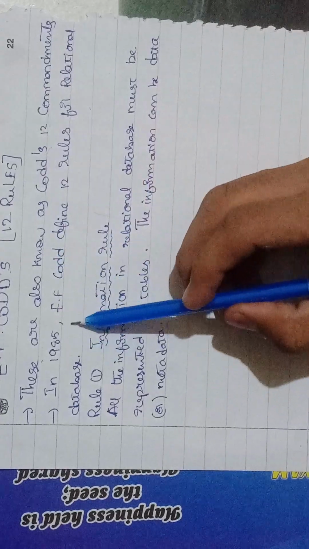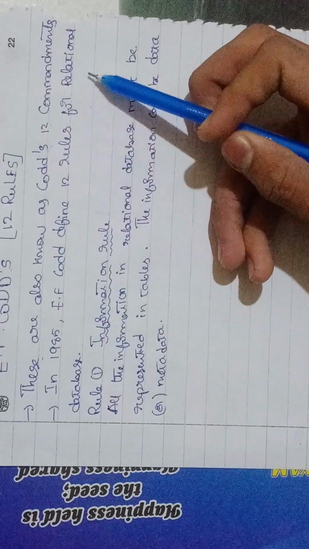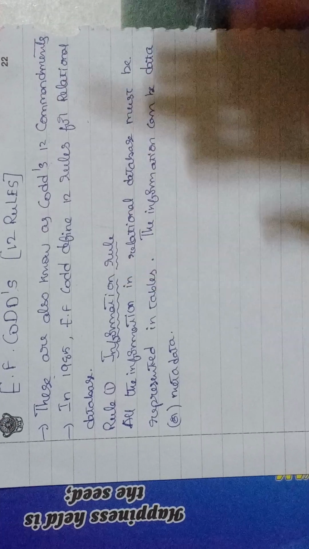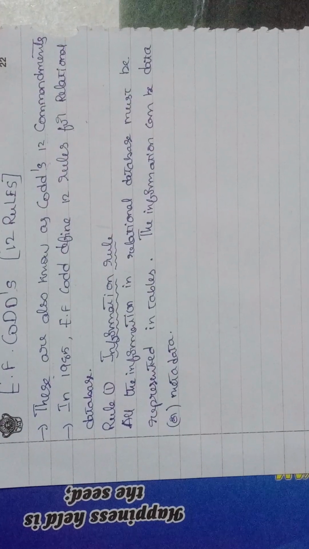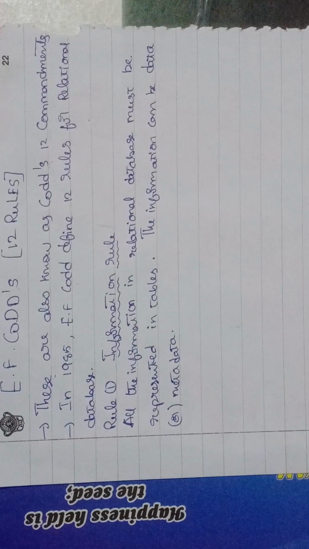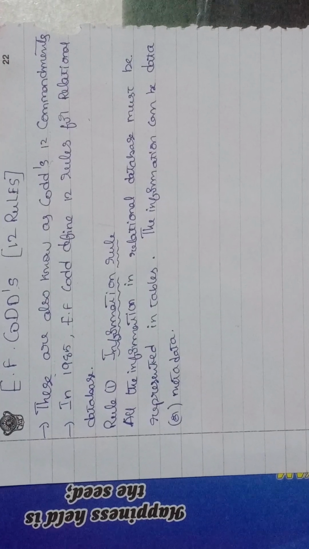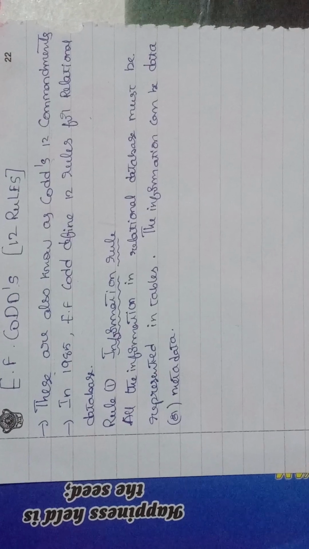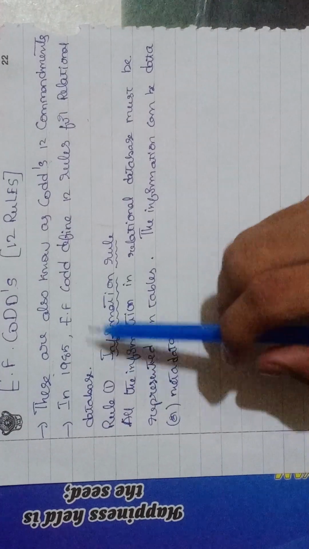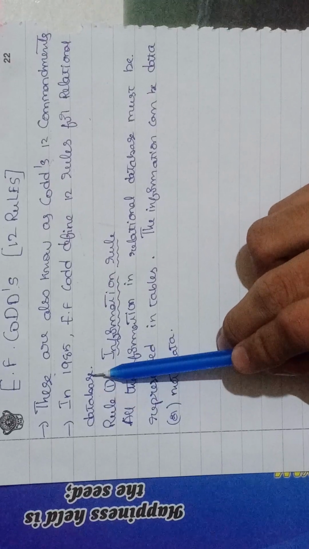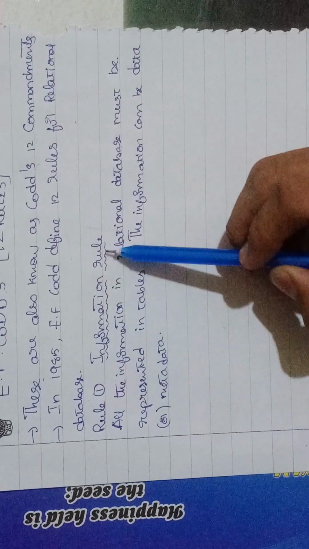In 1985, EF Codd defined 12 rules for the relational database. Codd is known as the father of DBMS. Now you see, in 1985, EF Codd defined 12 rules for the relational database system. First rule, information rule.